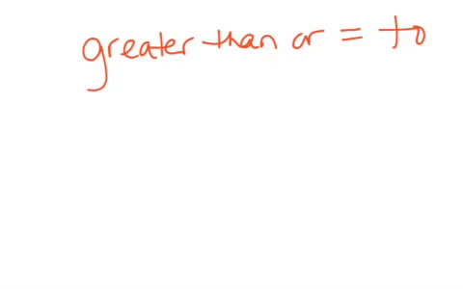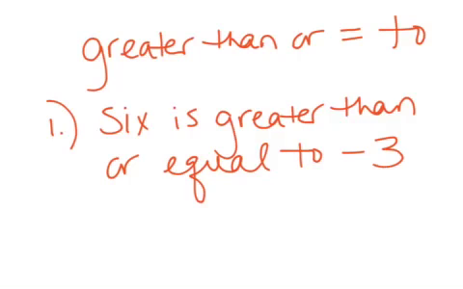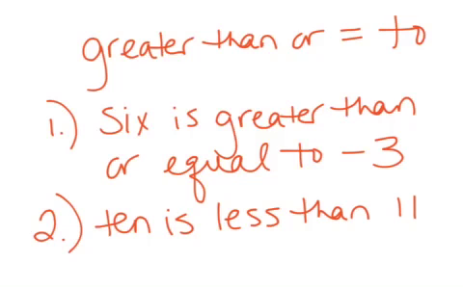Go ahead and write a word expression for 1, 2, and 3. Pause the video now, write it, and then check your answers. Number 1, did you write 6 is greater than or equal to -3 in words? Six is greater than or equal to -3. Number 2, 10 is less than 11. Number 3, x is greater than 50.